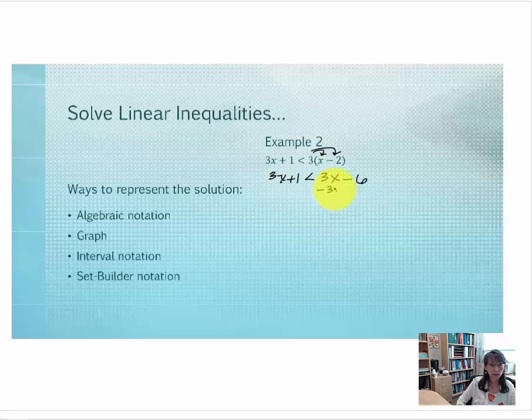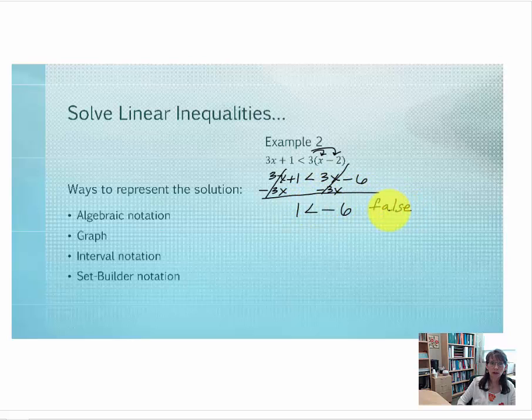So I will subtract 3x from each side of this inequality. It eliminates on the right side. Notice it also eliminates from the left. I'm left with 1 is less than negative 6. Is 1 less than negative 6? No.